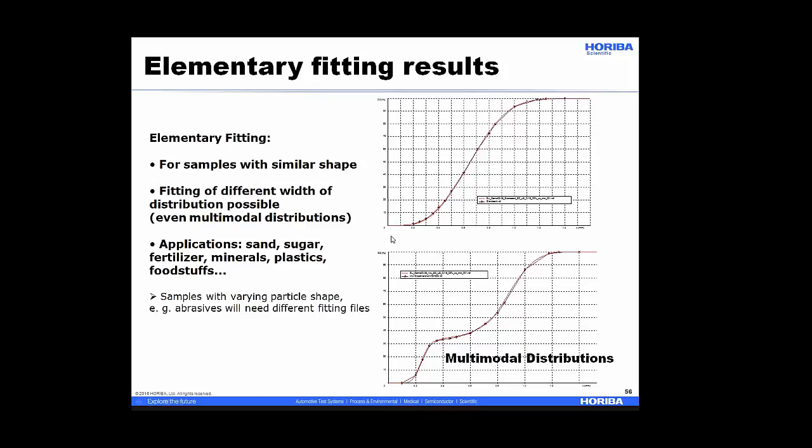So with a single fitting file, you can fit samples with similar shape and different width of distribution, or even multimodal distributions, as long as the shape is roughly the same. So if it's coming off of the same process, you're doing pretty well. Now, if you have varying particle shape, so if you have abrasives and some that are more cubic and others that are more needle-like, you will need different fitting files for each kind of product. But these fitting files are fairly easy to create.